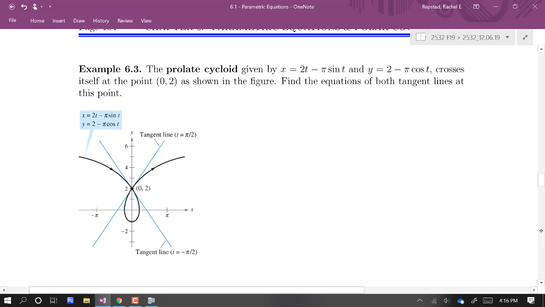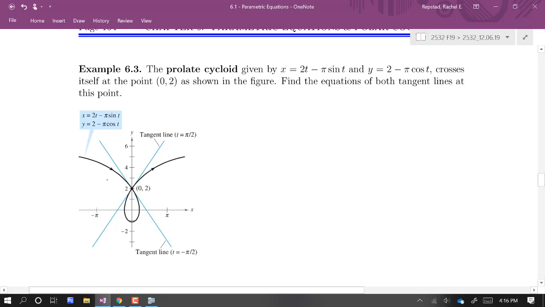So in this problem, we have x is 2t minus pi times sine t, and y is 2 minus pi cosine t. It crosses itself at the point (0,2). Okay. Find the equations of both tangent lines at this point. So they kind of sketch those blue lines there in the figure. And they even told us what values of t. So the one with the negative slope, that's t equals negative pi over 2, and the one with positive slope, that's t equals pi over 2.